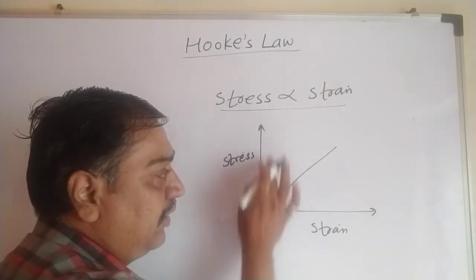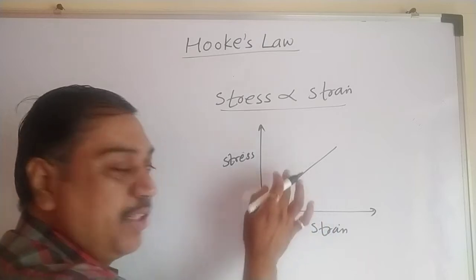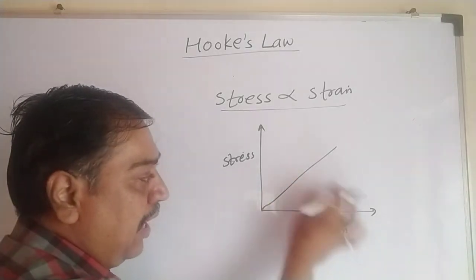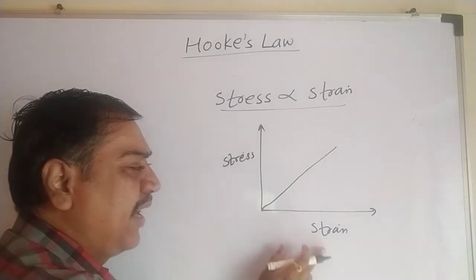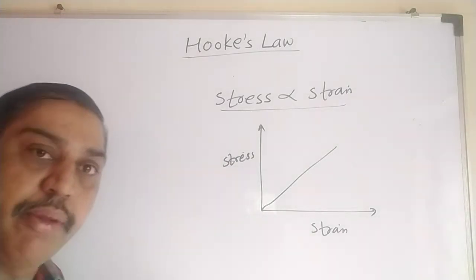It divides this quadrant equally into two pieces. This part and this part must be equal. Then and only then we can say stress is directly proportional to strain. Such type of graph would be there.